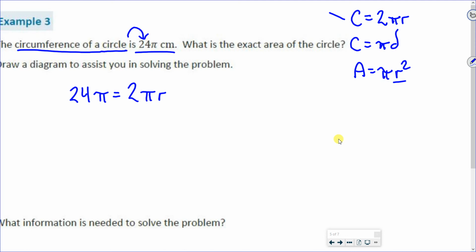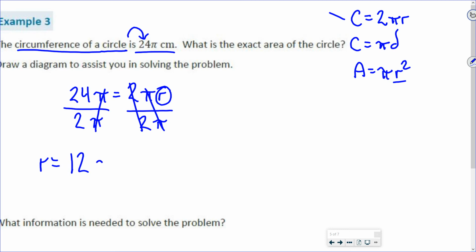Now I'm trying to identify what r is. So how do I get rid of everything that's attached to that r? Well, I'm going to be doing some division. The opposite of multiplication is division, so we're going to divide both sides by 2 pi. The pi included, because the pi is nothing more than a symbol to represent a number. We already know what the number is. So the 2 divided by 2 reduces out, pi divided by pi reduces out, leaving me just 24 divided by 2. So what's the radius going to equal? It's going to equal 12 centimeters.